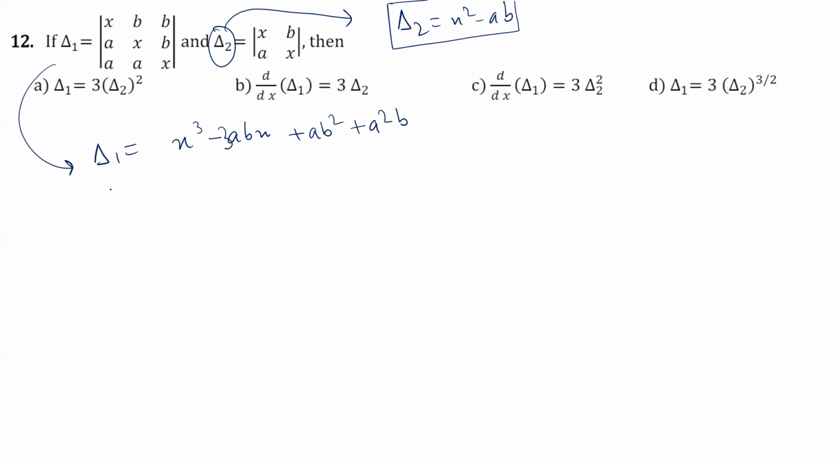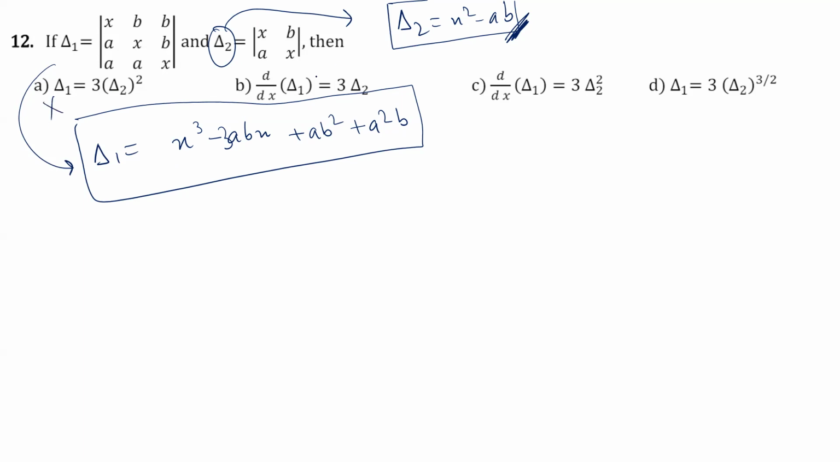Minus 3ABX. So here you can see which option is matching. Delta 1 equals 3, delta 2 is square. If you do delta 2 as a square, there will be so many terms and you will get x power 4, not x power 3. So this is the case.